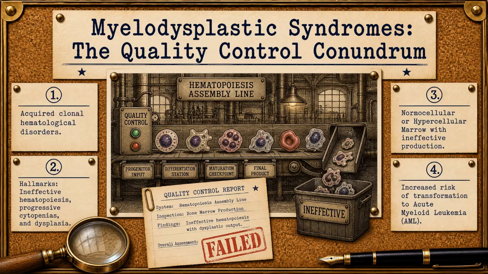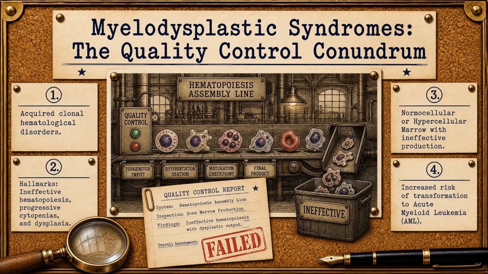And the key visual clue for us? Dysplasia. This refers to abnormal maturation and morphology in the peripheral blood and bone marrow. These cells just don't look right. They might have odd shapes, abnormal granulation, or bizarre nuclear features. Your keen eye for these dysplastic changes is absolutely critical in diagnosing MDS.